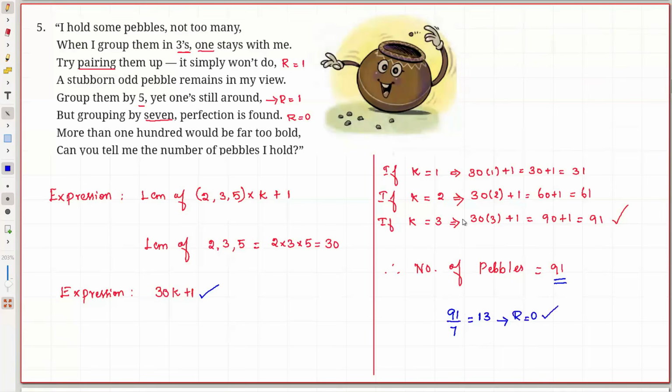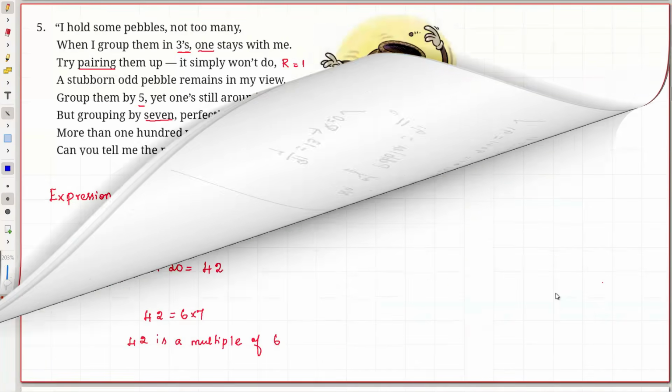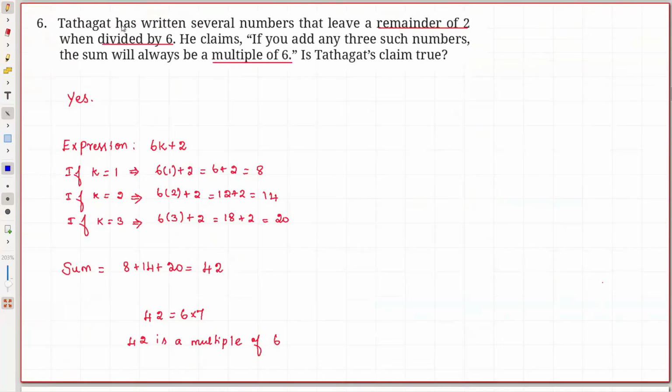Okay, the perfection is found. Perfection is found. Therefore, the answer is 91. So question number 6. Okay, Tadagat has written several numbers that leave a remainder of 2 when divided by 6.